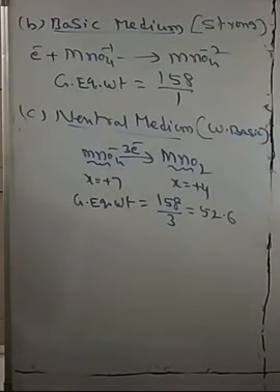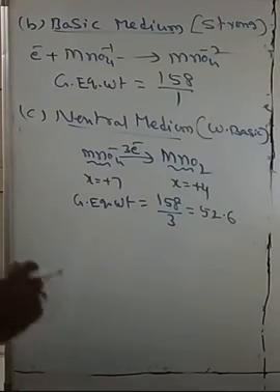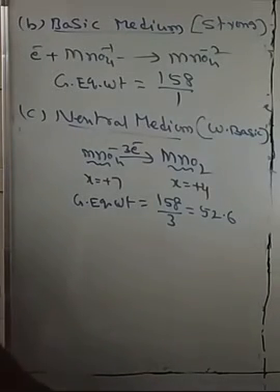KMnO4 in different mediums exhibits different equivalent weights. So that is why equivalent weight may or may not be constant. KMnO4 in acidic medium is 158 by 5, in strong basic medium 158 by 1, in neutral medium 158 by 3. So that is why equivalent weight may not be constant.